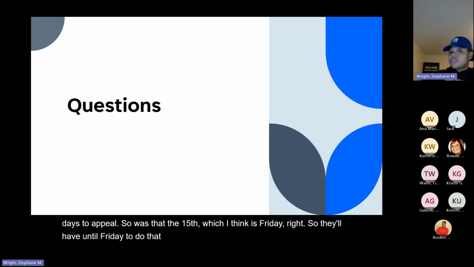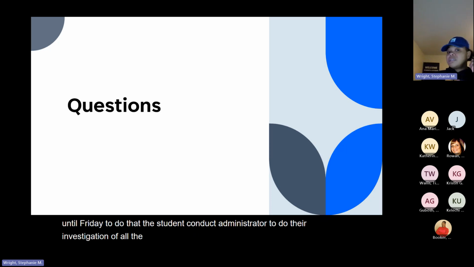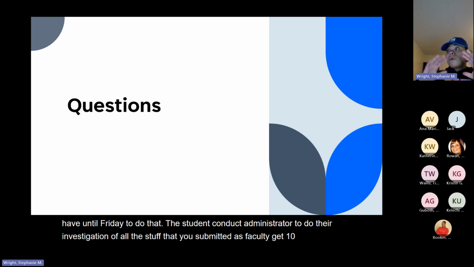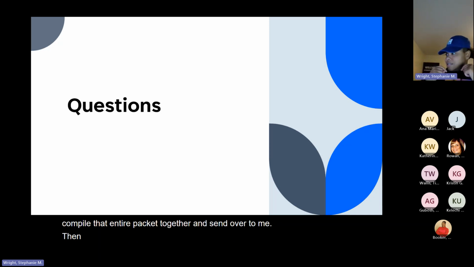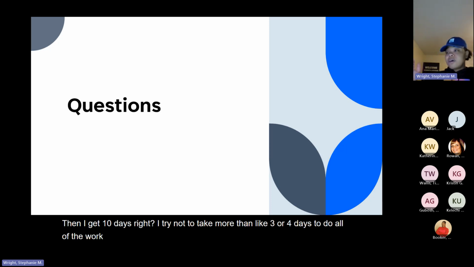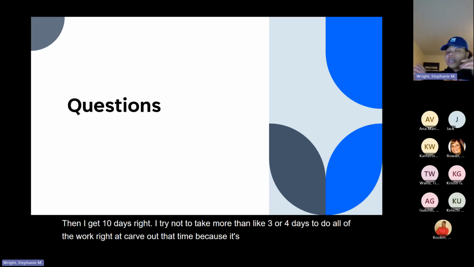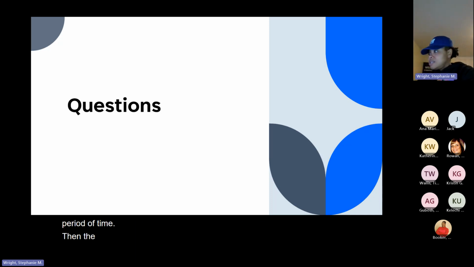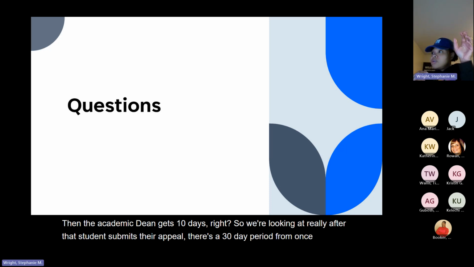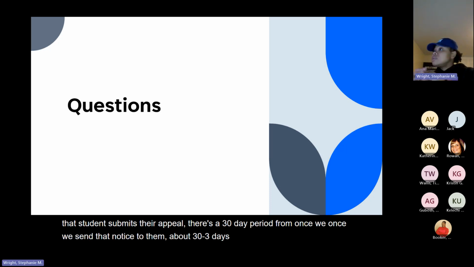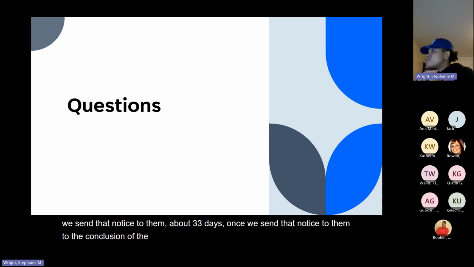The student conduct administrator gets 10 days to do their investigation of all the stuff that you submitted as faculty, compile that entire packet together and send it over to me. Then I get 10 days, right? I try not to take more than like 3 or 4 days to do all of the work, because I carve out that time since it's already an extended period of time. And then the academic dean gets 10 days, right? So after that student submits their appeal, there's a 30-day period, about 33 days, from once we send that notice to them to the conclusion of the process. It's super, super long.